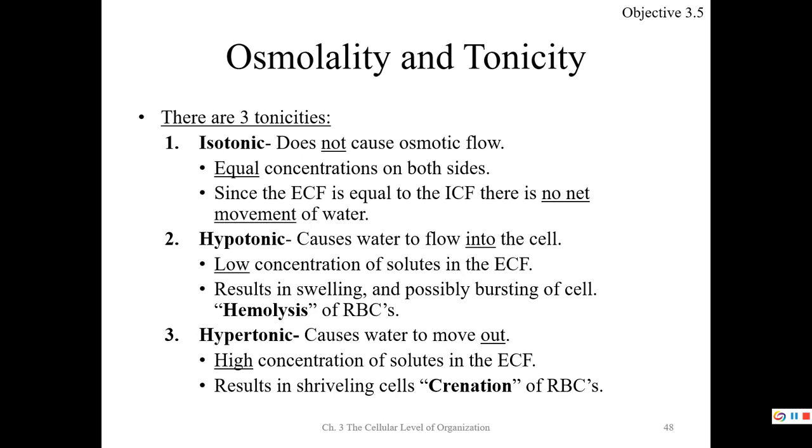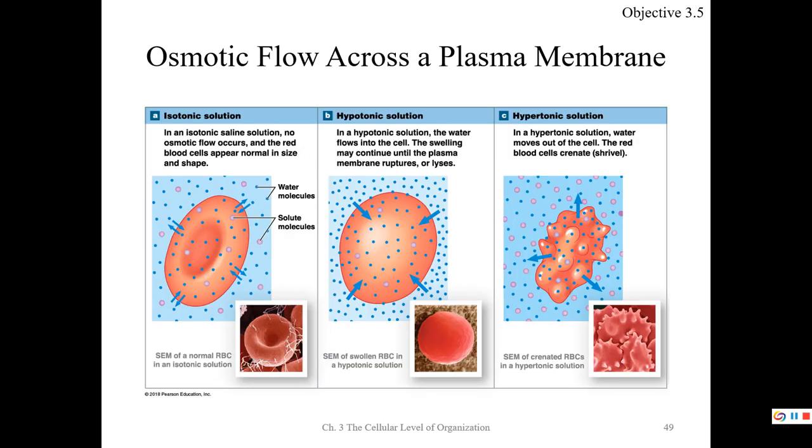We call this hemolysis. Hypertonic causes water to move out. High concentration of solutes in the ECF draws water out, results in shriveling. We call this crenation. Okay, cells crenate. And this is what's happening here.